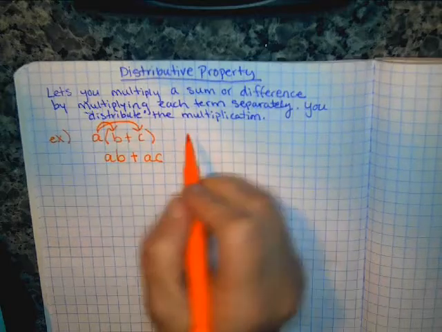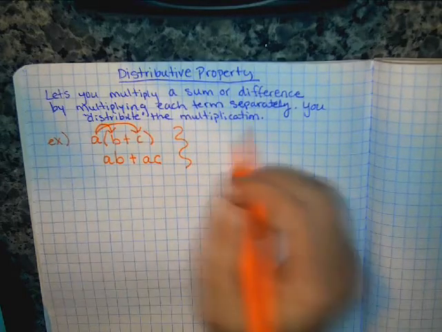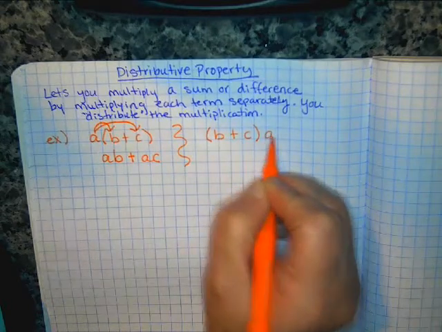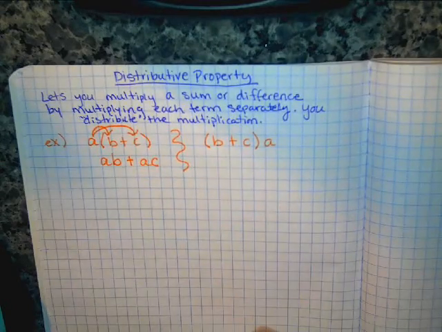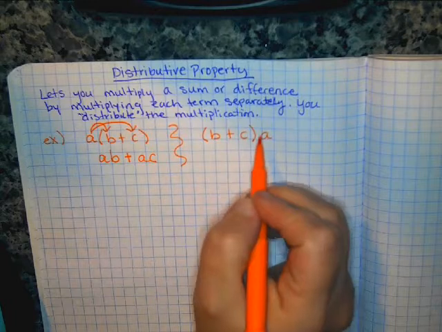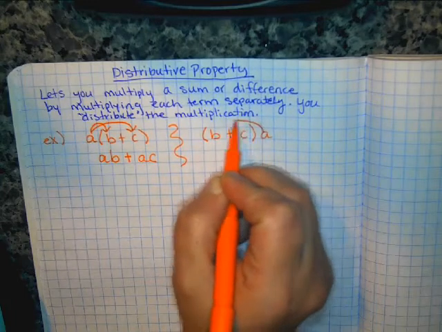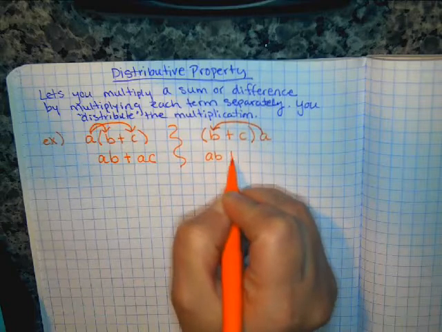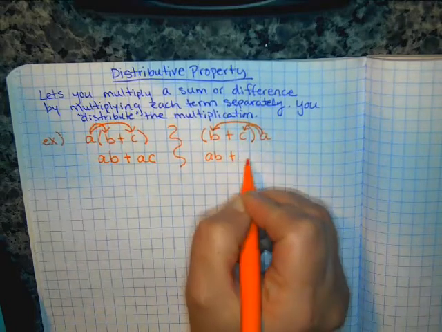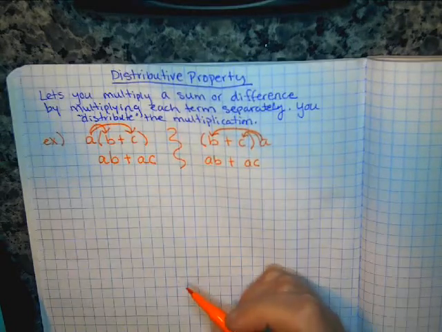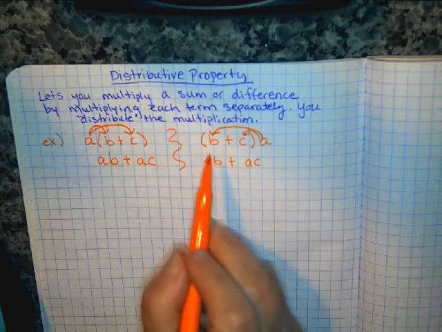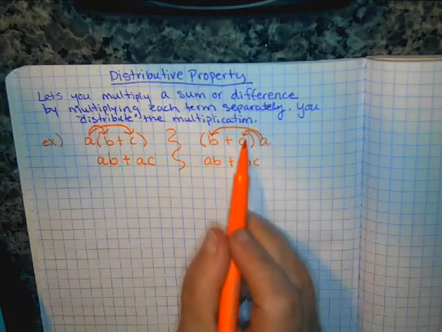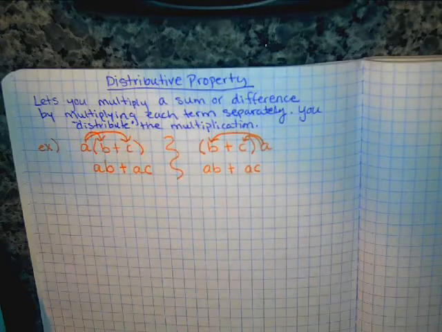Now it works the same way if you start in the back. So B plus C times A. You must always go back to the front. We always start at the front of the class. So you got to go distribute yourself to B. A times B plus A times C. Now that's very, very, very important. You always got to distribute to the first thing in the parentheses. That's the first thing you do. It doesn't matter that it's in the back. You can't skip it. You got to go all the way to the front.